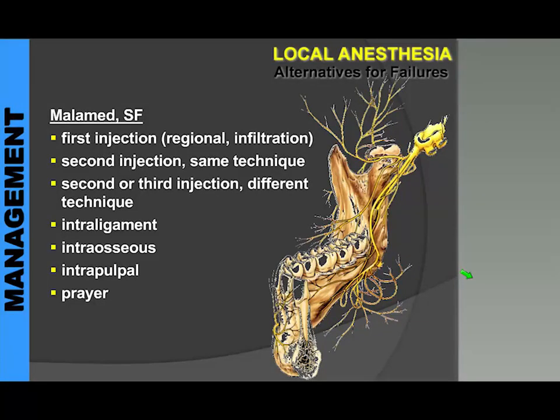So let's look at how Dr. Malamed troubleshoots local anesthesia failures, and I think he's an excellent author. I've heard him speak. I have his textbook. It's my definitive source for local anesthesia. So he gives his first injection, standard regional mandibular block or variation thereof. Second injection, same technique. Third injection, you might need to think about a different technique, higher block, Gow-Gates, Akinosi, something like that. Then more exotic things like intraligament injections, intraosseous, intrapulpal if you're doing endodontics, and then last but not least, Hail Mary, which is kind of funny.